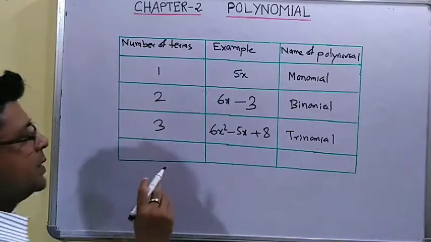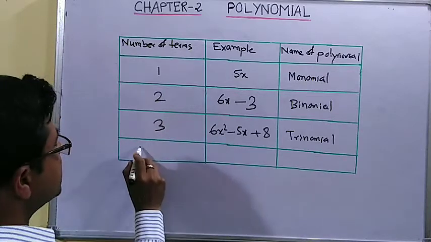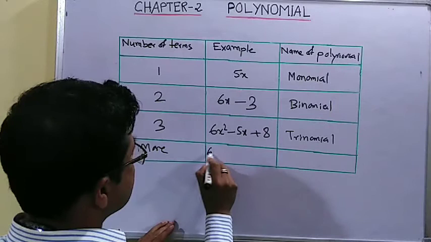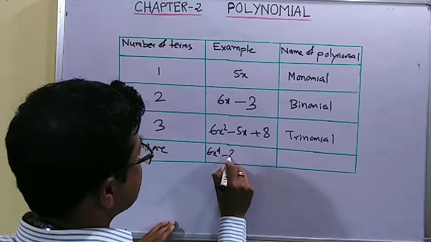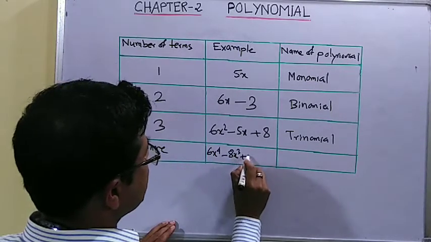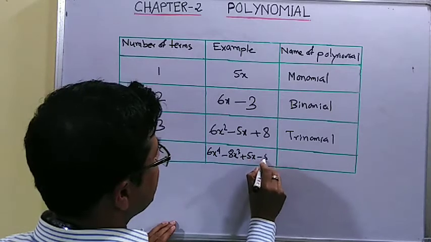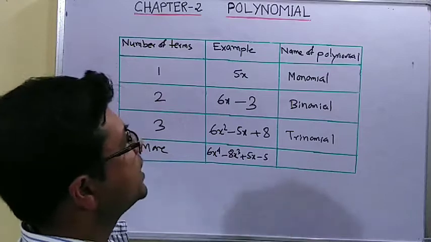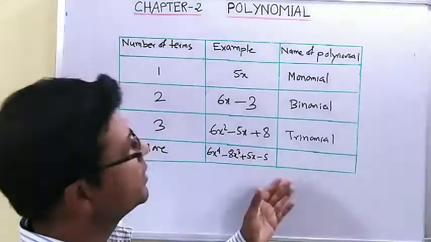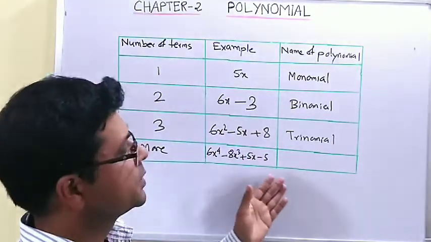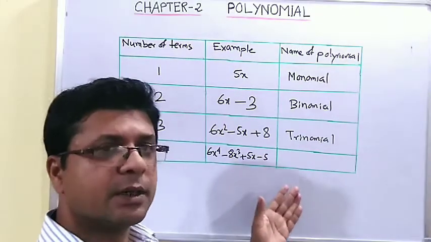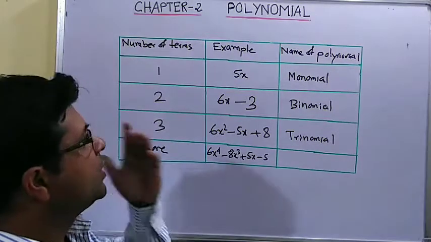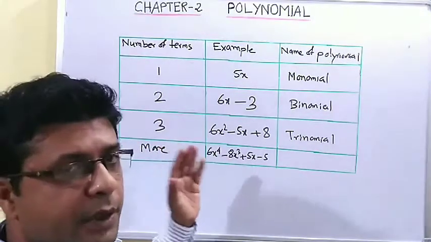Now sometimes the number of terms is more than 3. Suppose 6x to the power 4 minus 8x cube plus 5x minus 5, then there is no specific name, you just name it a polynomial. Polynomial means an algebraic expression which has many terms. Is it alright, students? Now let us see how polynomials are named depending on the degree.